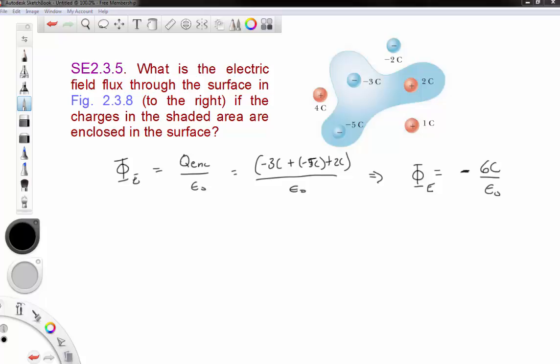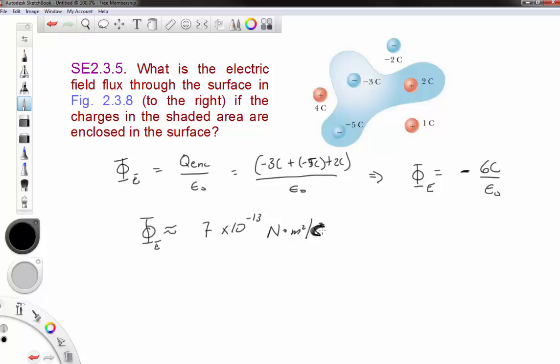And we can in fact calculate that because again epsilon naught was 8.85 times basically 10 to the minus 12 coulombs squared per Newton meters squared. So this entire thing then has a flux of, if you divide 6 by that, approximately, I guess with one significant figure, this would be basically 7 times 10 to the minus 13 Newton meters squared per coulomb squared.